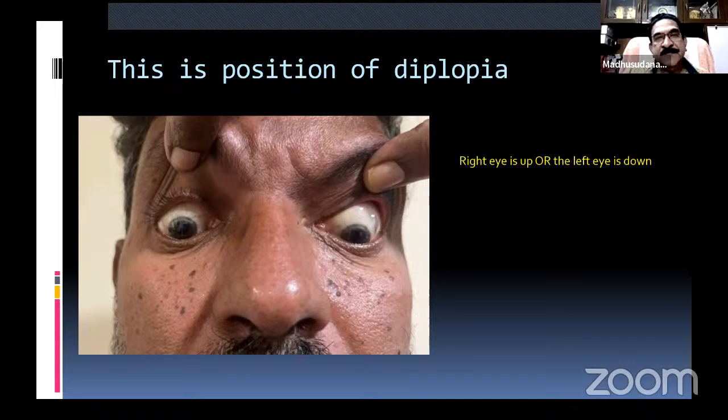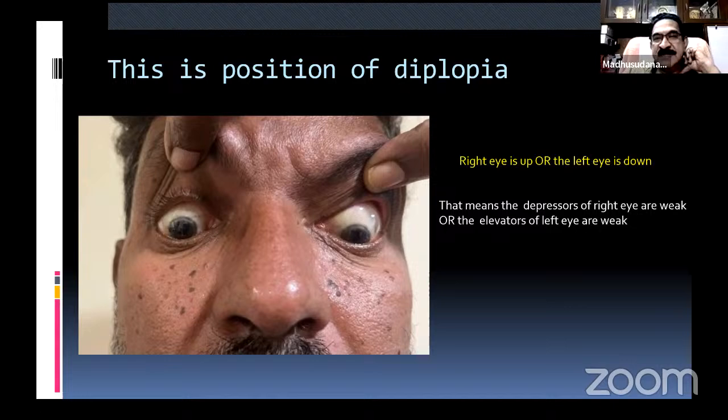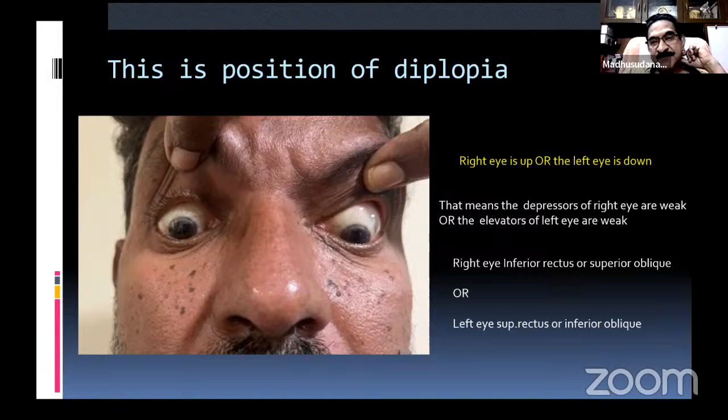So if the eye is up, the depressors are weak. If the eye is down, the elevators are weak. So this means that the depressors of the right eye are weak, or the elevators of the left eye are weak. What are the depressors of the right eye? Right inferior rectus and right superior oblique. If the left eye elevators are weak, it means left superior rectus or left inferior oblique. This much is correct, no? So these are the four possibilities you have to keep when you find a vertical separation and the right eye is up, whether the right eye is abnormal or the left eye is abnormal. These are the four possibilities.